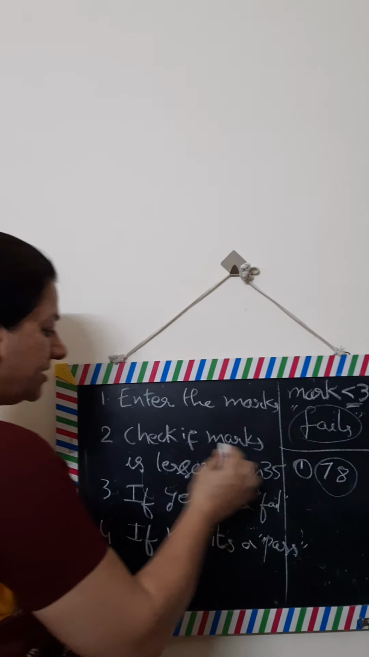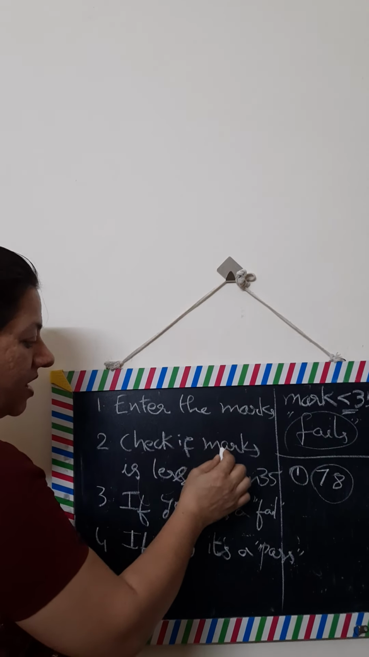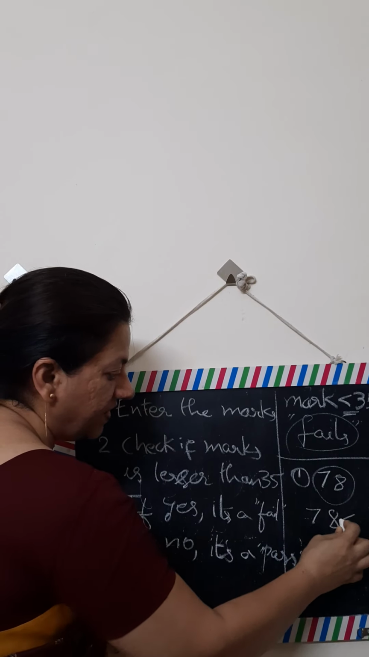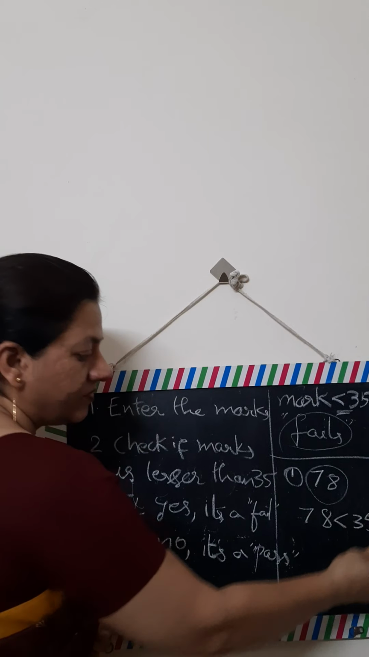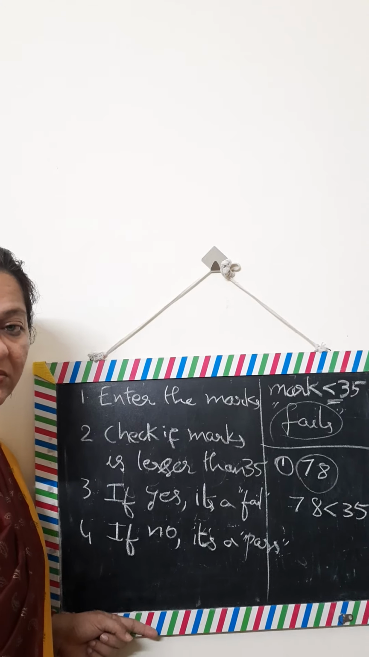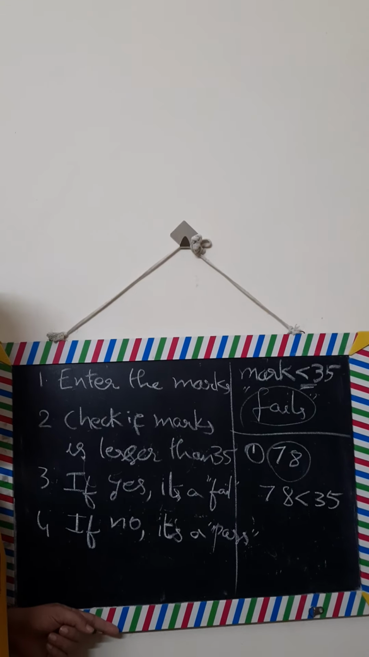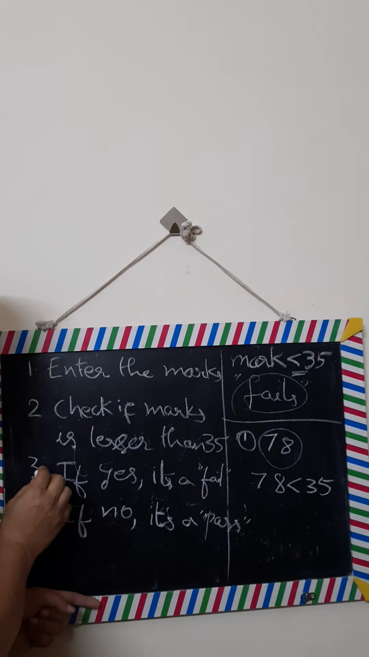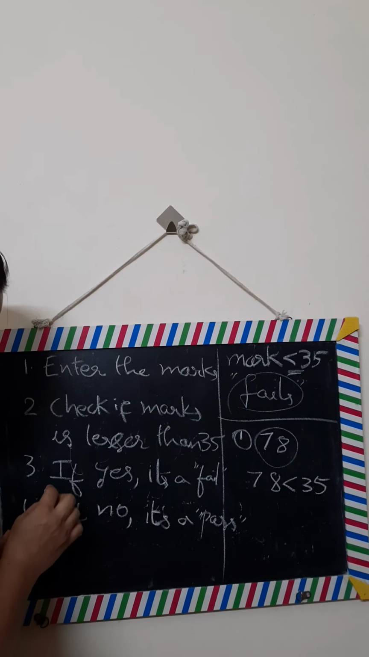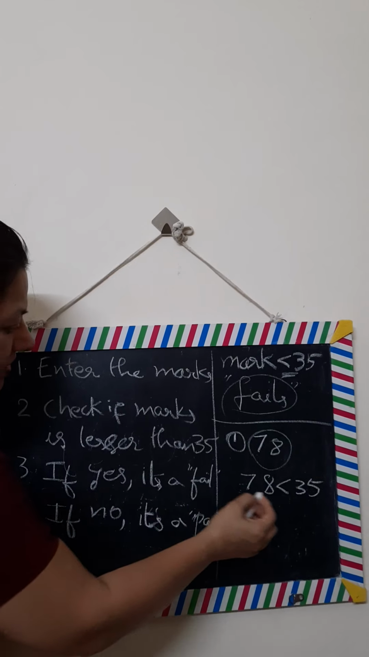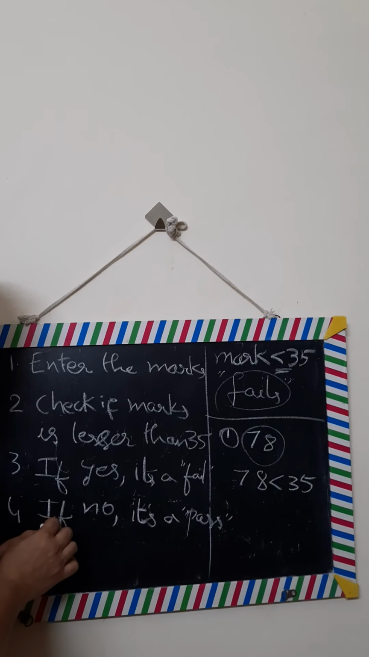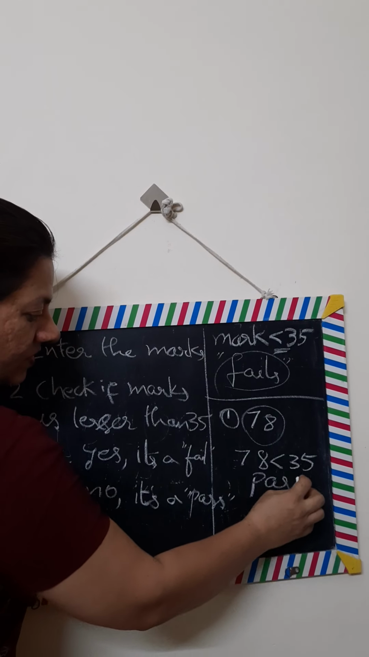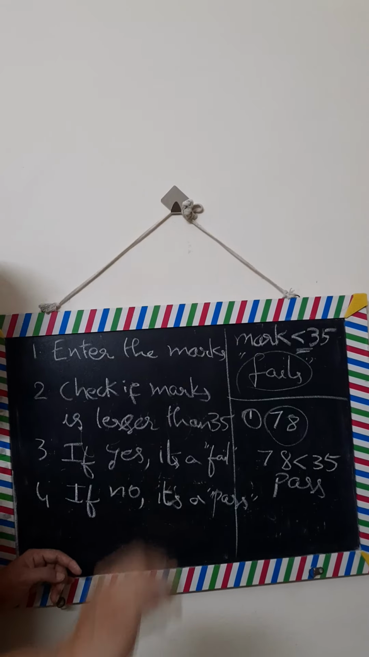Now this 78 is there in the marks. It will check if marks is less than 35. Is 78 less than 35? Yes or no? 78 is not less than 35. It is greater than 35. So 78 less than 35 becomes no. So it will check here. If yes, it is not yes. So it will leave this line and it will come here. If no, it's a pass. So it will take it as a pass. Let's take another dry run.